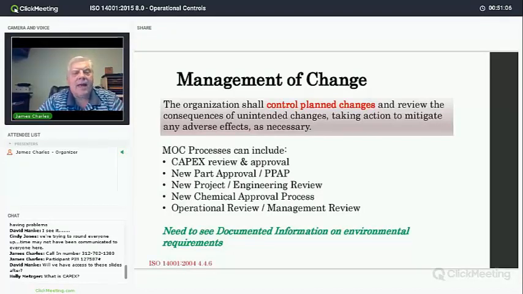CapEx is the capital expenditure. So most companies, if they implement a capital project, the first step is to get the funding authorized or approved, and so the capital expenditure process is how the companies do that. Many organizations already have a new chemical approval process. At a minimum, they've got somebody that's going to review the SDS sheet coming in. Some organizations have a very formalized form where that's documented. That's a great management of change process.